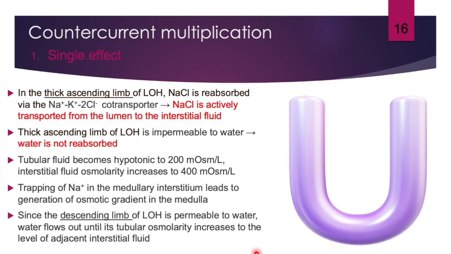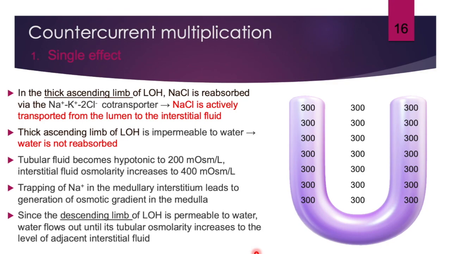The initial osmolarity in the tubule and interstitium is similar to ECF osmolarity, which is about 300 milliosmol per liter. This is the medullary interstitium and loop of Henle. So the initial osmolarity is 300 milliosmol per liter. In the thick ascending limb, sodium chloride is reabsorbed via the NKCC2 co-transporter. So sodium chloride is actively transported from the lumen to the interstitial fluid. The thick ascending limb of Henle is impermeable to water, so water is not reabsorbed into the interstitium.